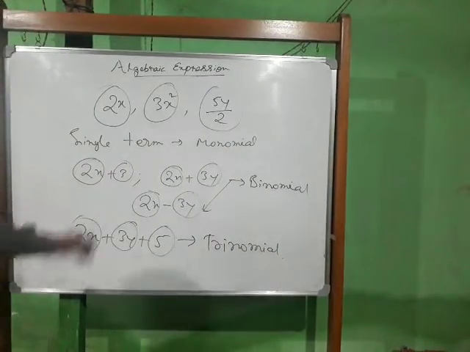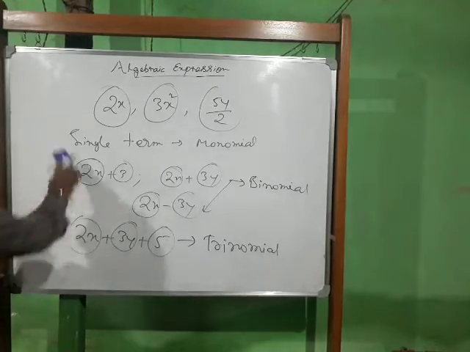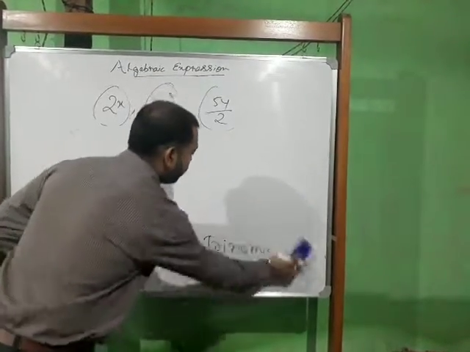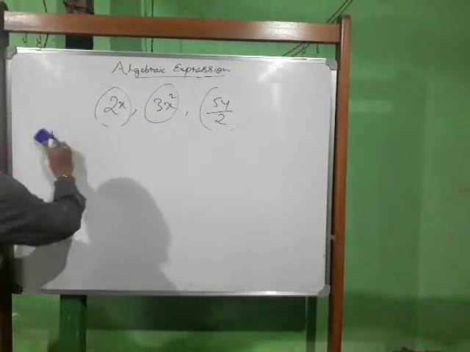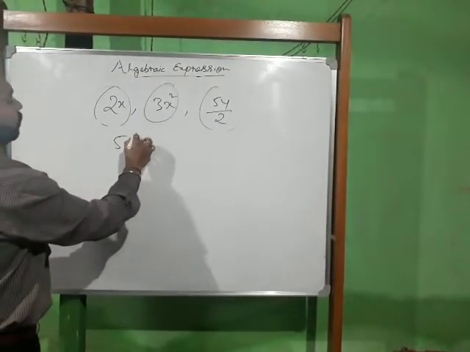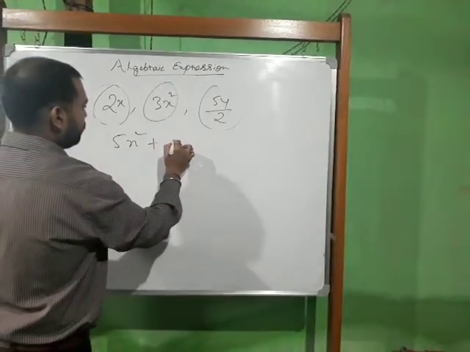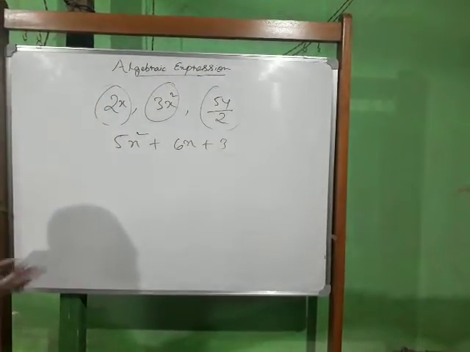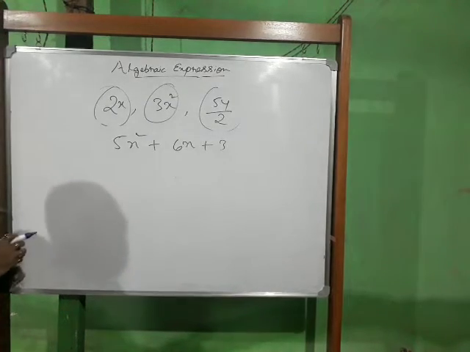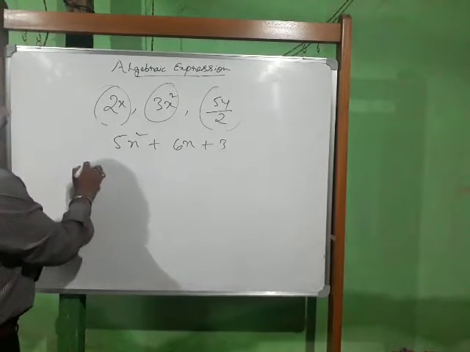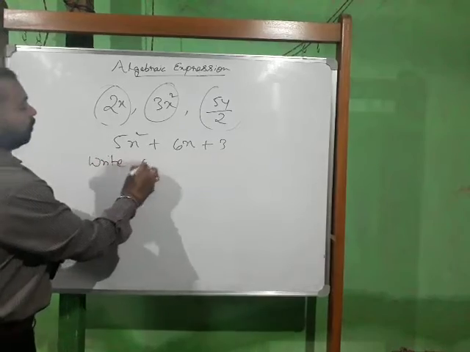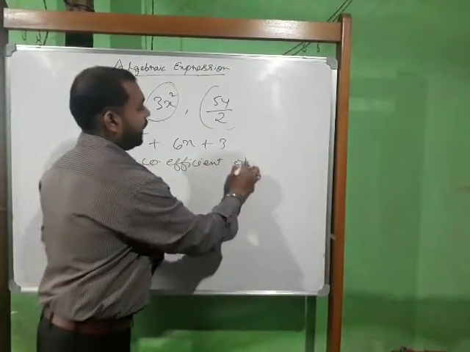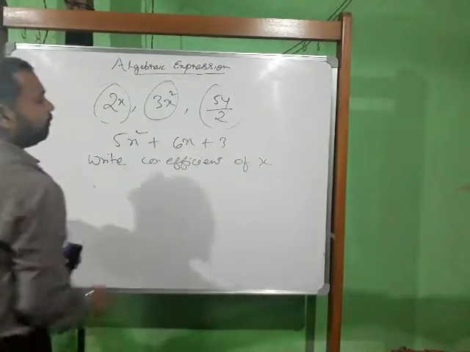Okay, sometimes in your textbook exercise questions it is given, for example, 5x square plus 6x plus 3. Write the coefficient of x. So what will be the coefficient of x?